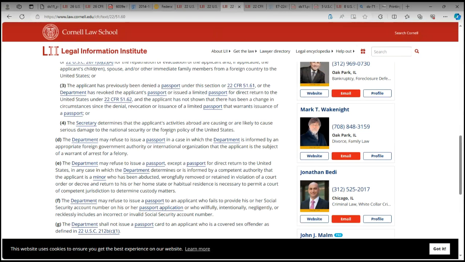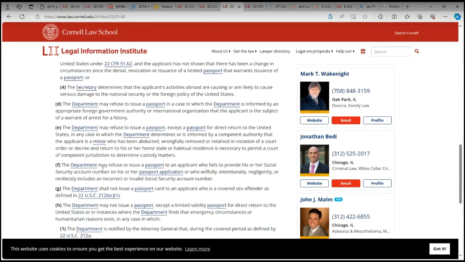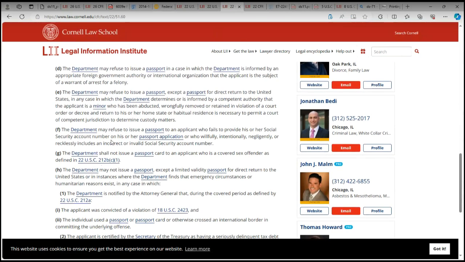So what is their scope? And that's national security purposes. So that means they're at war with the country, hostilities between countries and so forth like that, right? But without reading these, the one that's applicable to us is this one. F. The department may refuse to issue a passport to an applicant who fails to provide his or her social security number on his or her passport application, or who willfully, intentionally, negligently, or recklessly includes an incorrect number.